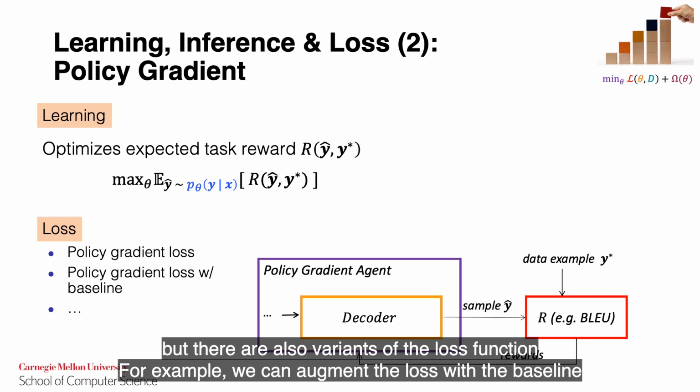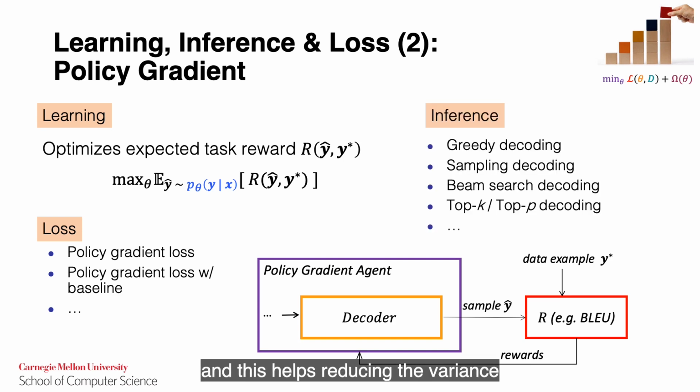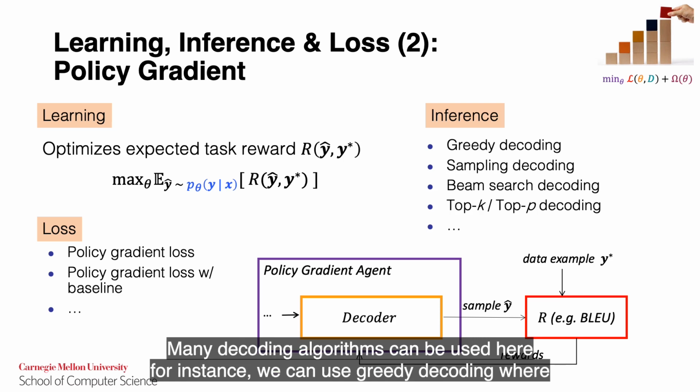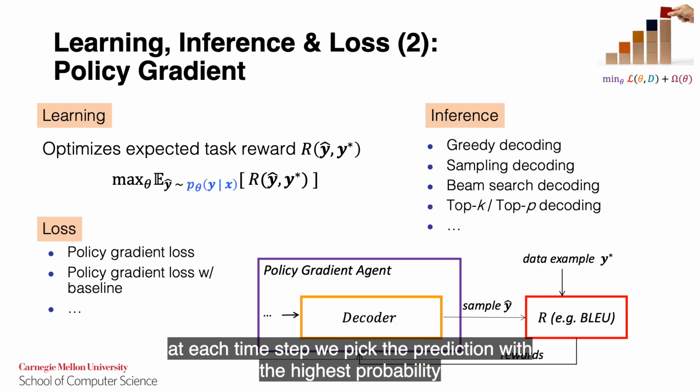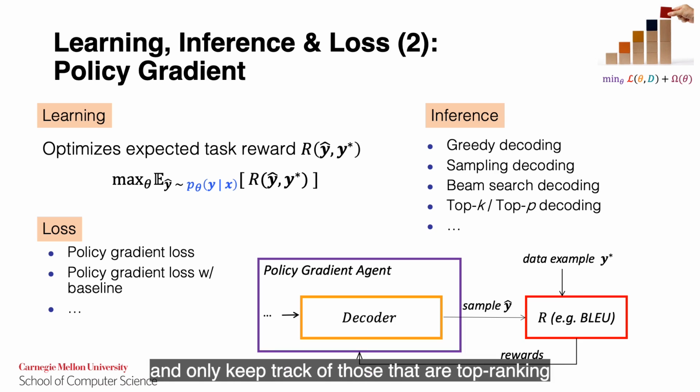For example, we can augment the loss with a baseline by subtracting the baseline evaluation from the reward, and this helps reduce the variance. The inference procedure is different from that of MLE in that we don't rely on the ground truth. Many decoding algorithms can be used here. For instance, we can use greedy decoding, where at each time step, we pick the prediction with the highest probability. We can also use beam search decoding, where we would explore all the options at each time step and only keep track of those that are top ranking.